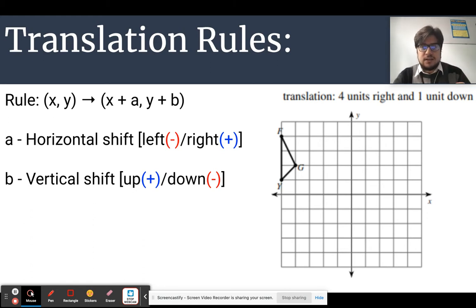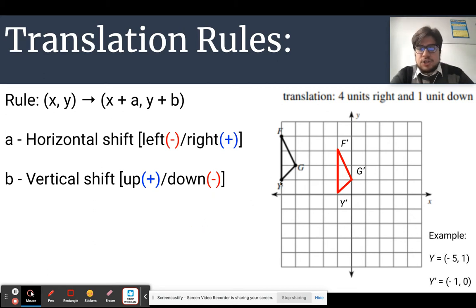So as you can see here, what would be an example of this translation, 4 units to the right and 1 unit down? And you should see that those 4 units to the right is a positive movement and that 1 unit down is a negative movement. So let's show this actual graph. This is the example here. Okay, this is the actual shift on the graph. But also let's look at the points on the graph. All right, and let's look specifically at y.